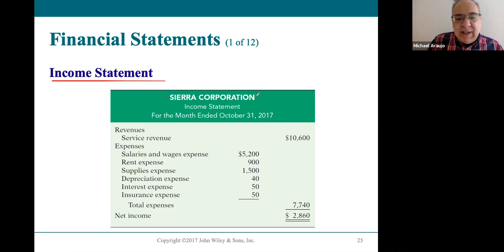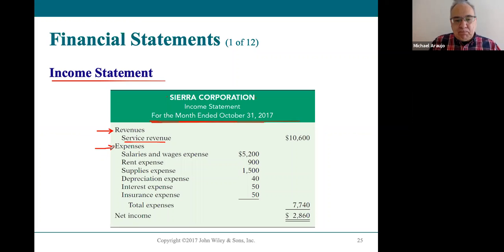So this particular business is a service business because what it sells is tours. Its main revenue, what it sells, is tours. That's it. So notice that the revenue account that's listed is called service revenue because they're providing a service. Okay. Notice too that this particular income statement measures the month ending October 31st, 2017. So this income statement tells us everything about what happened to the company between October the 1st and October the 31st regarding its revenues and expenses.